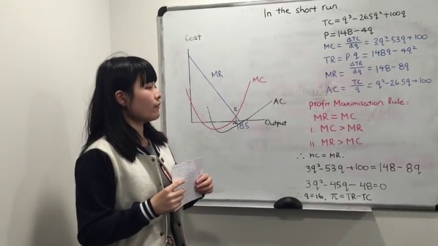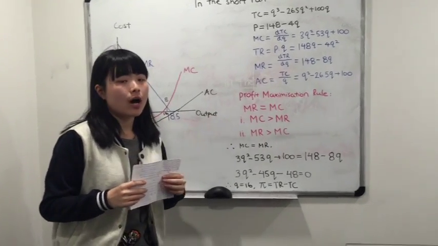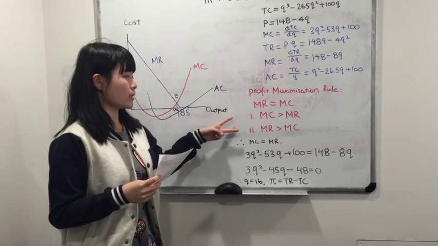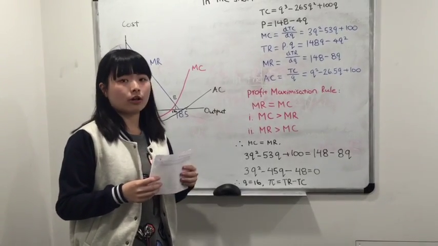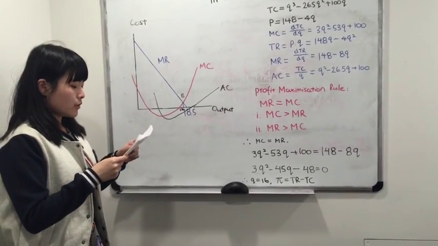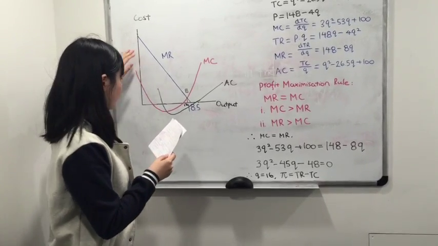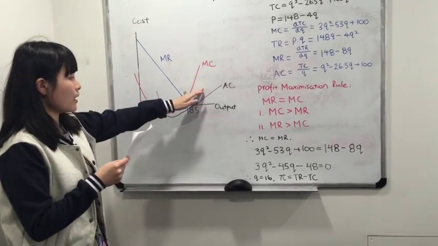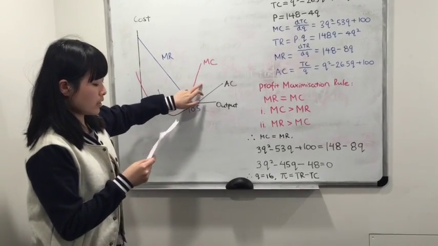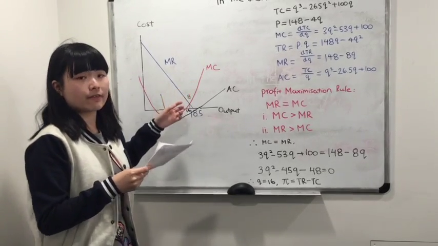Basically, the profit maximizing rule is marginal cost equals marginal revenue. The reason is that we can explain this in 2 scenarios. One is when marginal cost is larger than marginal revenue. Basically, if total cost is this part, the right hand side part, if marginal cost is larger than the marginal revenue, if we increase the quantity by 1 more unit, the total cost will increase by the value of marginal cost.